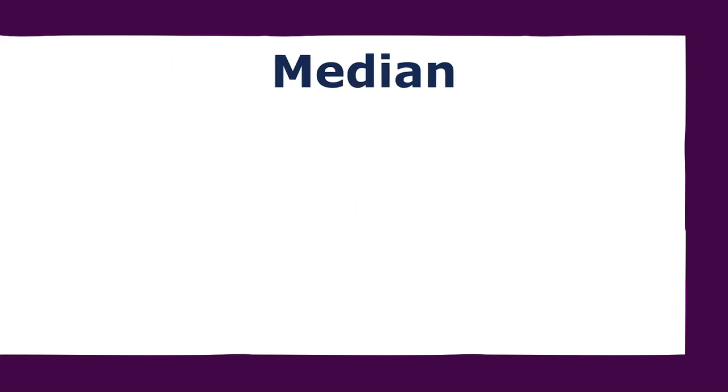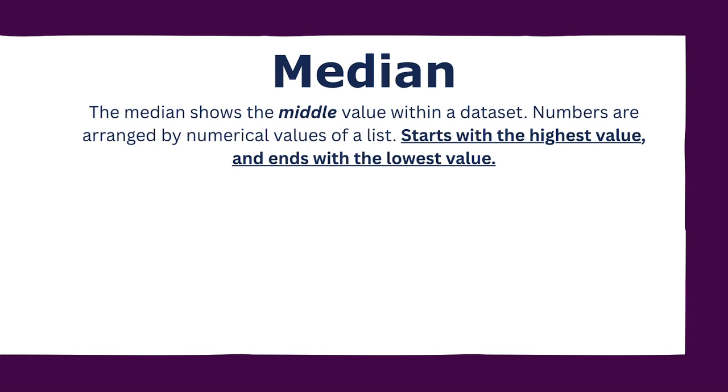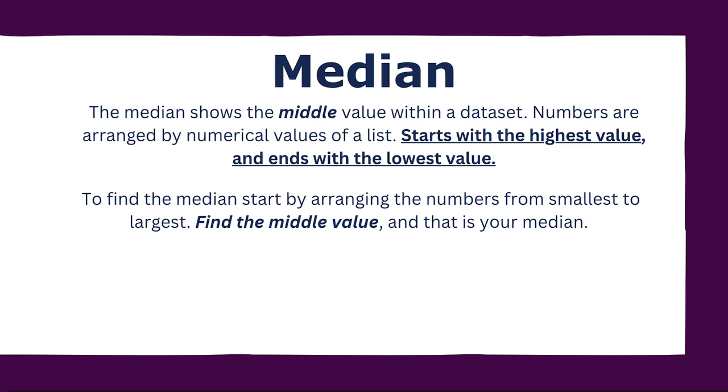Moving on to the median. The median shows the middle value within a data set. Numbers are arranged by numerical value in a list. What essentially that means is that it starts with the highest value and ends with the lowest value. To find the median, start by arranging the numbers from smallest to largest. Find the middle value, and that is your median.